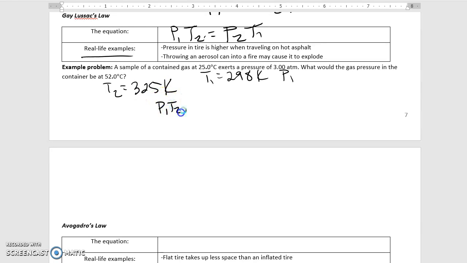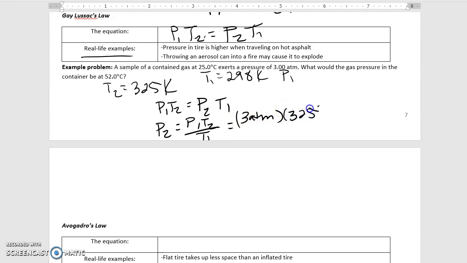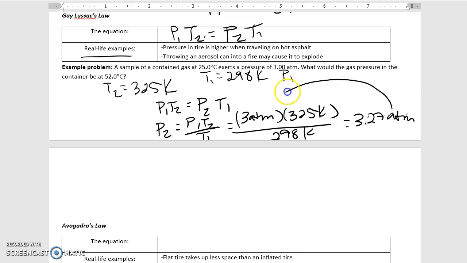Now we're going to start plugging in. So P1 T2 equals P2 T1. We are solving for our second pressure. Rearranging that equation there. Now I plug in. So our first pressure is 3 atmospheres times our second temperature of 325 Kelvin divided by our first temperature of 298 Kelvin. You multiply and divide, you're looking at about 3.27 atm. Again, this unit is always going to match the other pressure unit, in case you're wondering where that comes from.